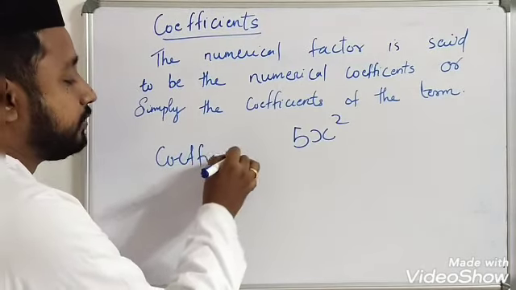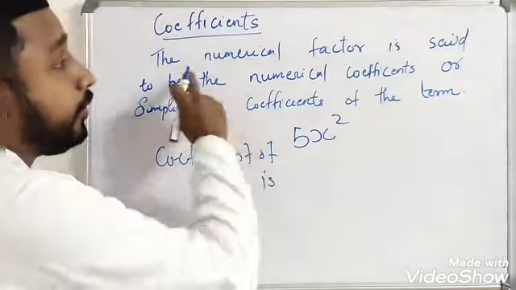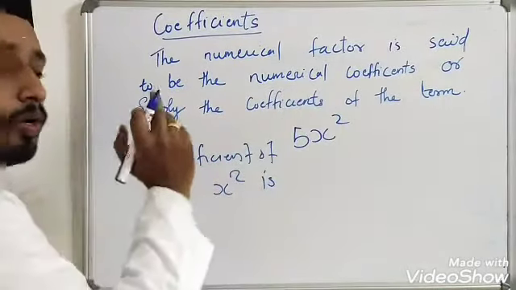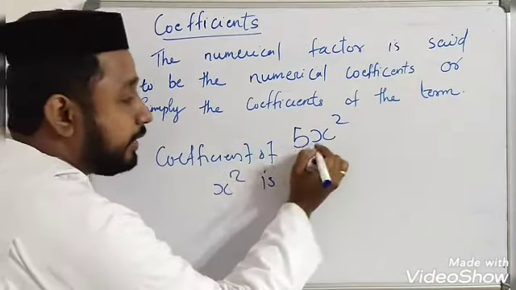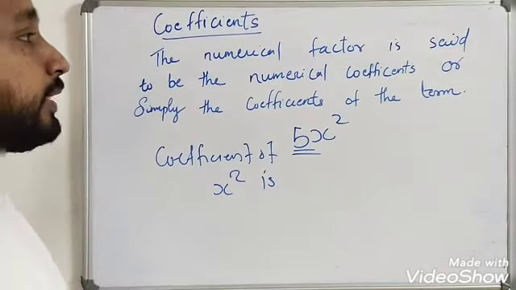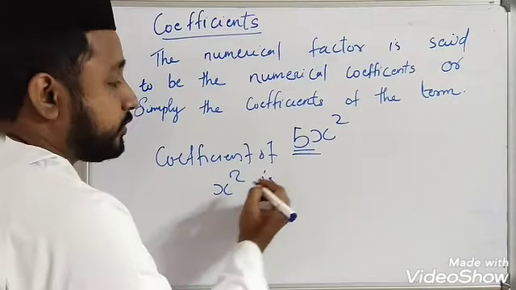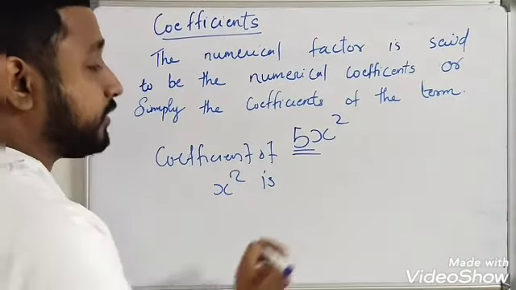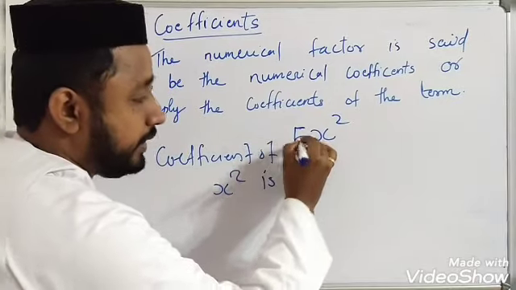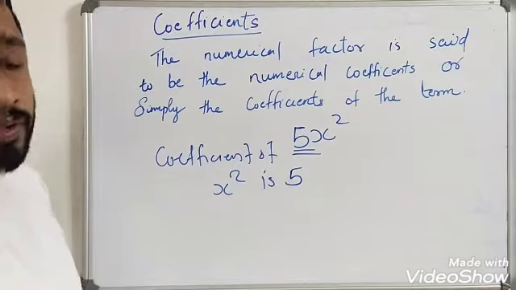Coefficient of x square is the numerical factor. Here numerical factor means the number or constant. So here along with x square, 5 is there. So the numerical factor is said to be the coefficient of the term. So the coefficient of x square is 5. Here 5 is the numerical coefficient or number.